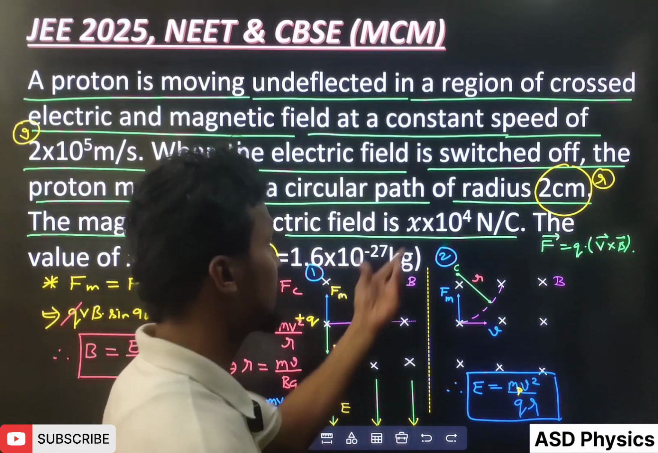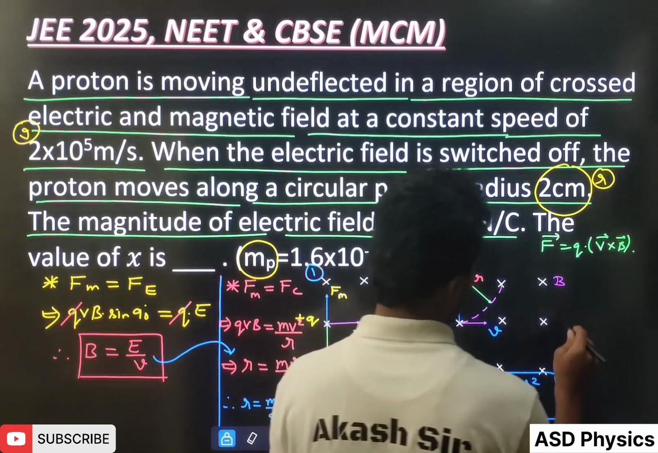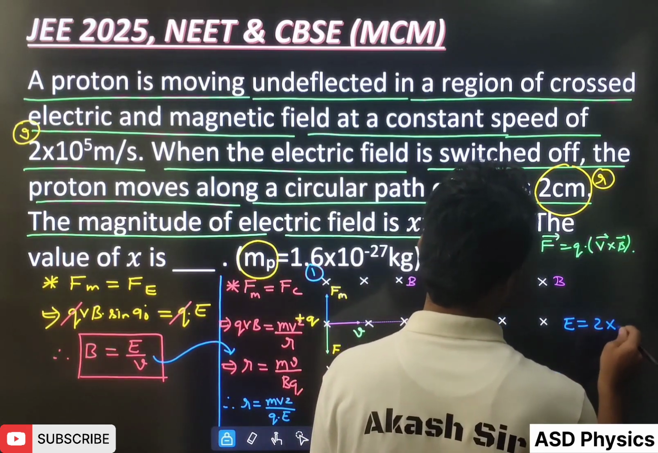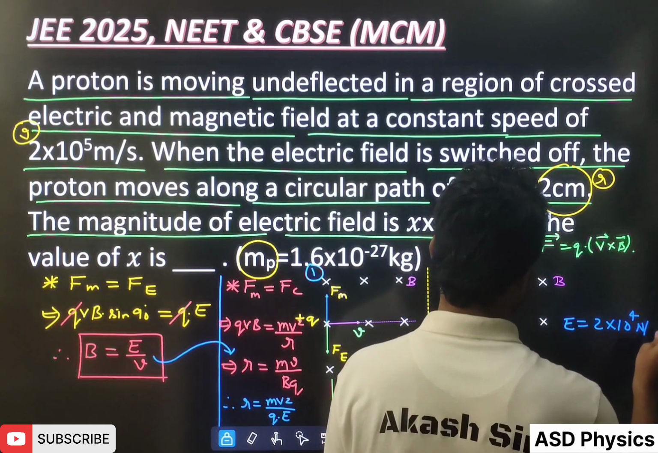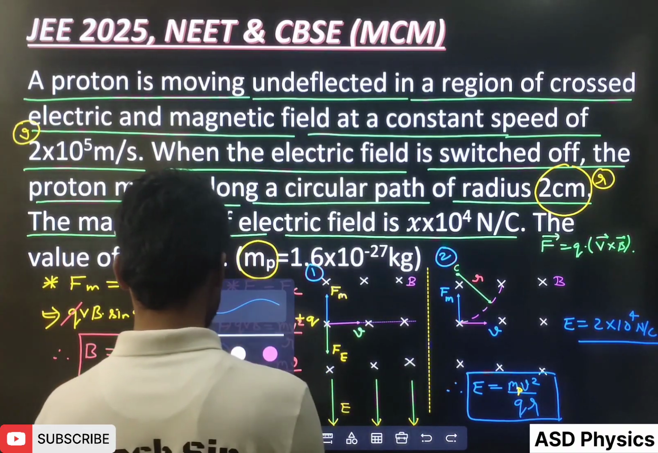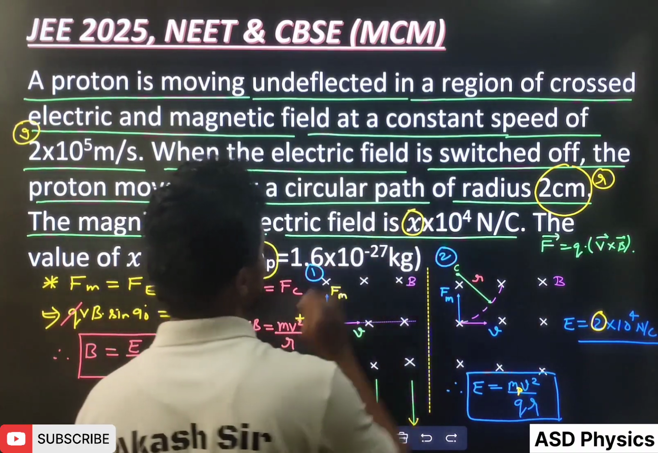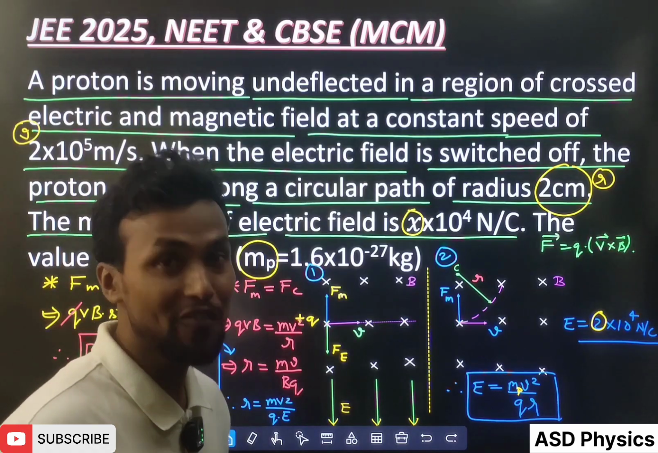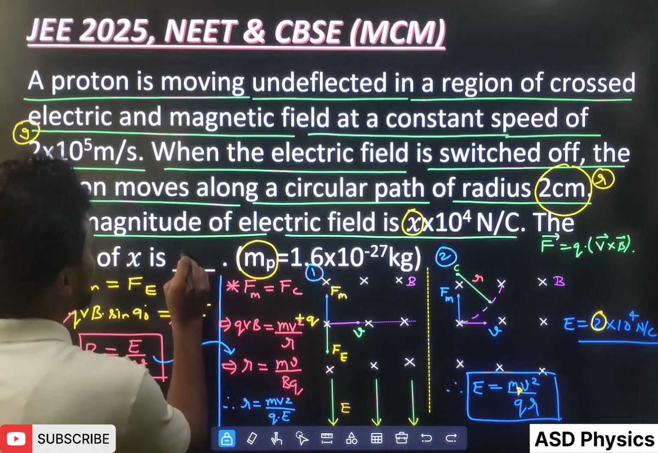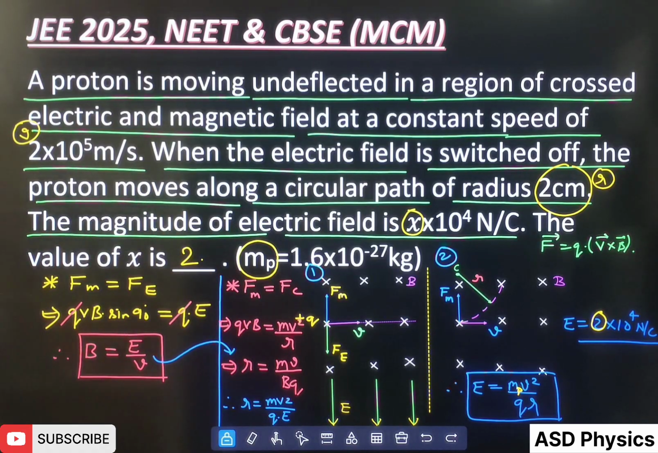But what is given here? X into 10 power 24 Newton per Coulomb. So when I do the comparison, you can see 2 is there, and here X is there. So what is the value of X? The value of X is 2. Okay, so here I will write the 2 very easily.